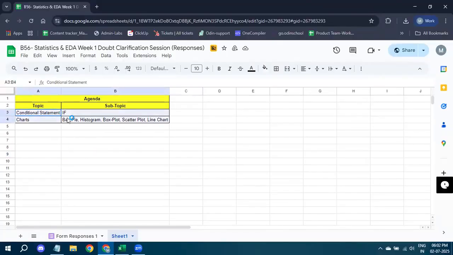I received the agenda, guys, based upon the questions that you have shared. Most of the people are looking for the if condition, how to use the if condition in Excel, and which type of plots to use. Is the agenda clear to each and everyone?